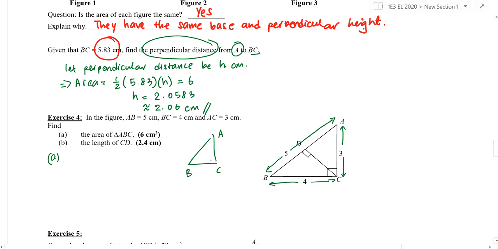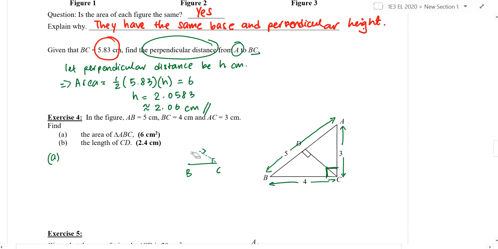For example, if we choose BC as the base, then AC will be our perpendicular height, since it is given in the question that the angle BCA is 90 degrees. However, if we choose AC as our base, then BC will be our perpendicular height. The final side, if we were to choose AB as our base, then this dotted line over here, its length will be our perpendicular height. So those are the 3 different cases.